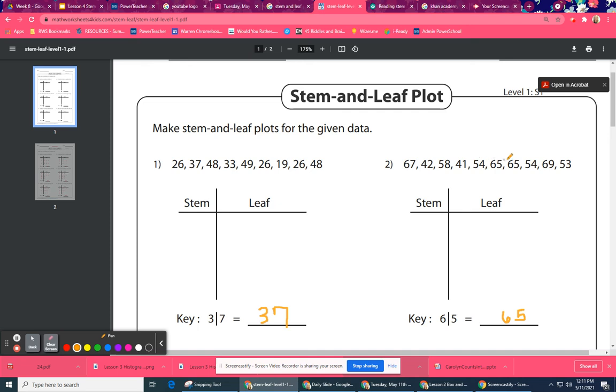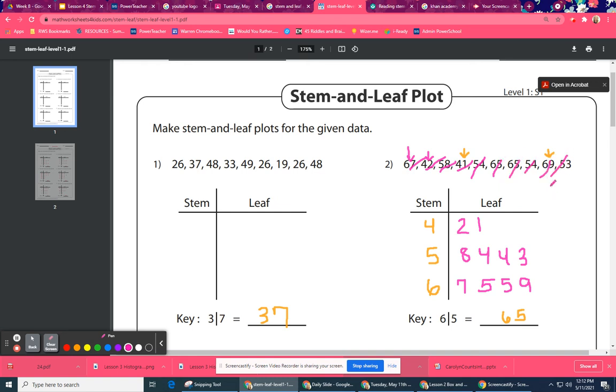Our data, let's see, the smallest number is 41. The biggest number is 69. So we need to put a 4 to represent 40s, a 5 to represent the 50s, and a 6 to represent the 60s. And then start at the beginning. So we've got a 67, a 42, a 58, 41, 54, 65, another 65, 54, 69. Okay.